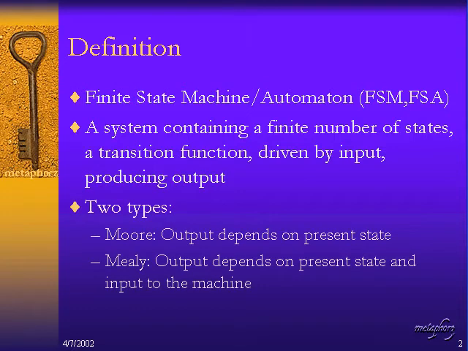There are two types that are used in building electronic circuits. What are known as the Moore machine, which is an output that depends only on the present state of the machine, and the Mealy machine, which is output which depends not only on the present state but also the input.